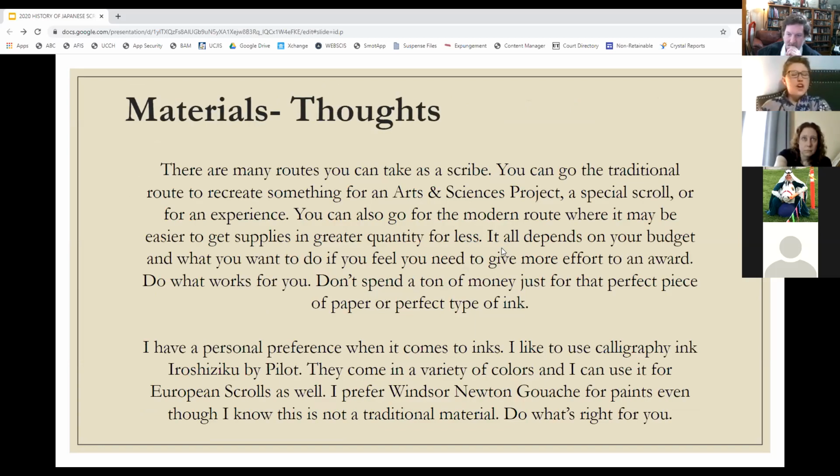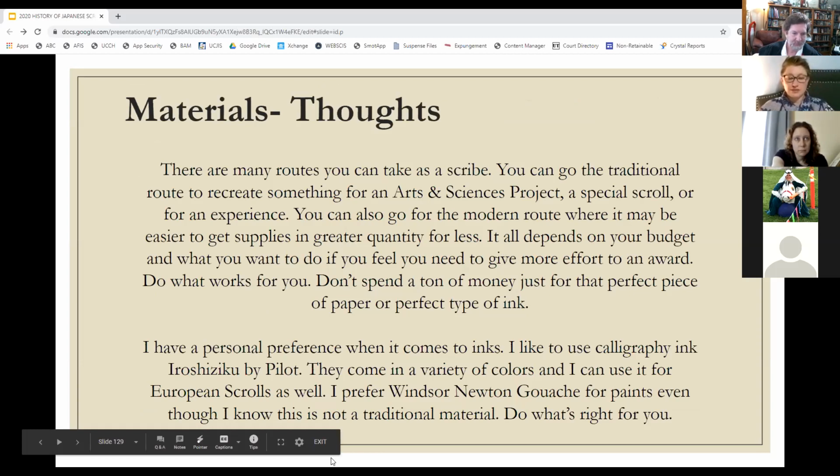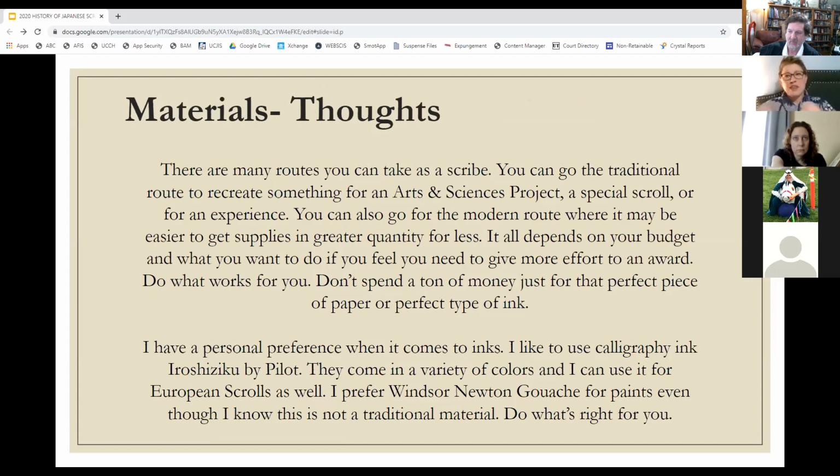So I have some thoughts about the materials. There's many routes you can take as a scribe. You can go the traditional route. I recommend that more for an arts and sciences project, a special scroll, or just to experience it. That's great. It can get expensive. You can go for the modern route, where it may be easier to get those supplies in greater quantity for less money. It just depends on your budget, what you want to do, if you feel you need to give more effort to an award. Do what works for you.